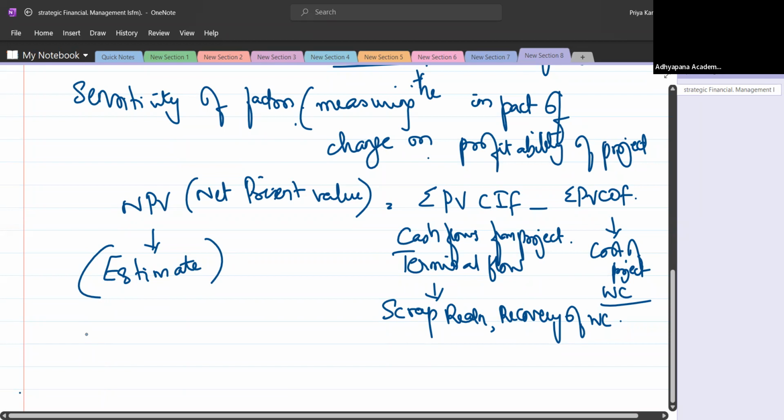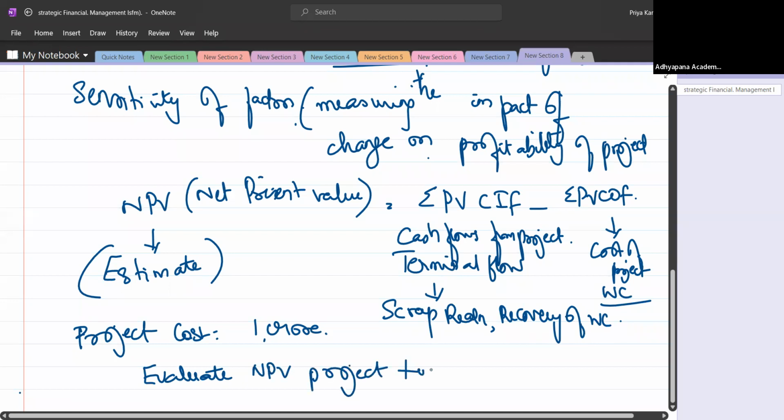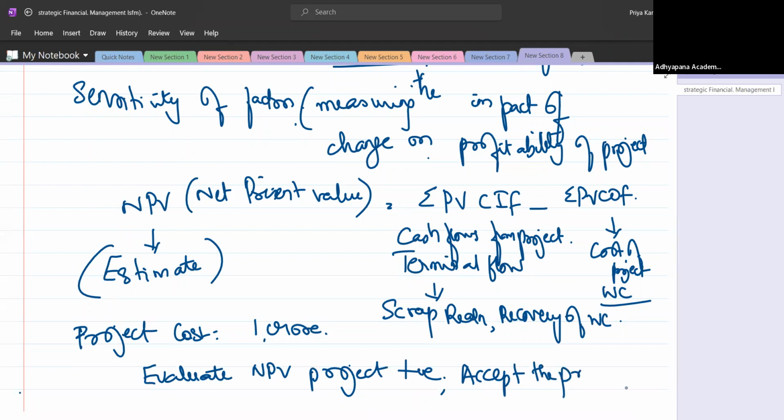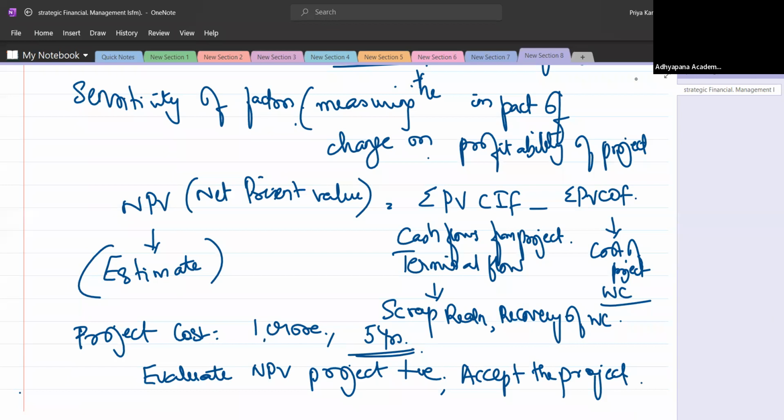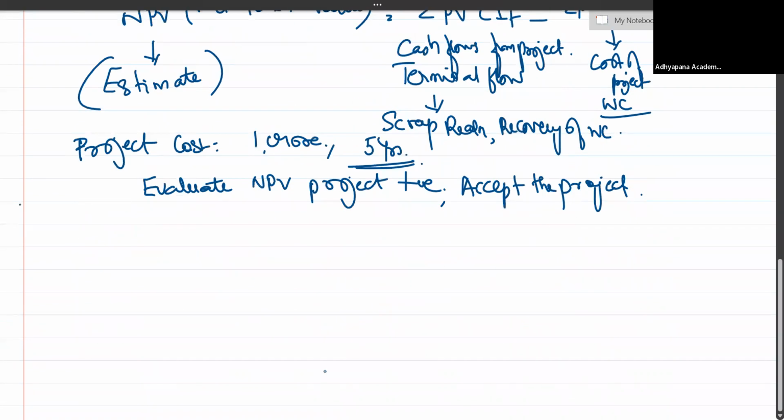Hence, suppose, just as an example, I have a project for a cost of rupees 1 crore. I evaluate the NPV of the project to be positive. Hence, what do I recommend? I recommend accept the project. Suppose the NPV from the project is positive and the life of the project is 5 years. 5 years is a huge term. We do not know what is going to happen tomorrow. Why am I going to take a risk about 5 years? In which case, I will have to measure the sensitivity.